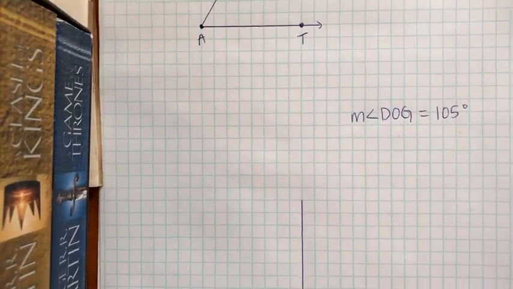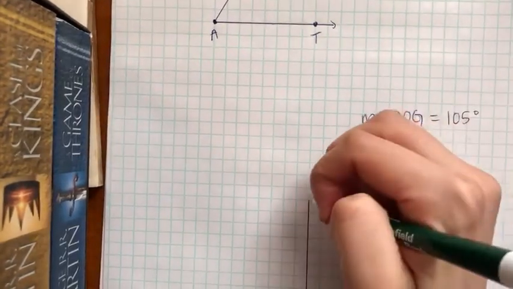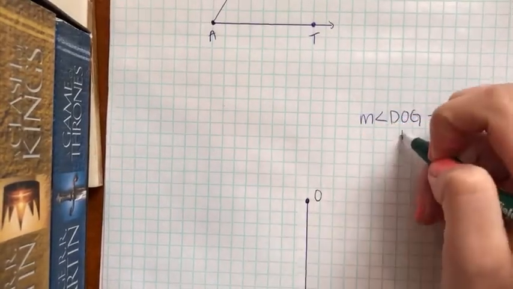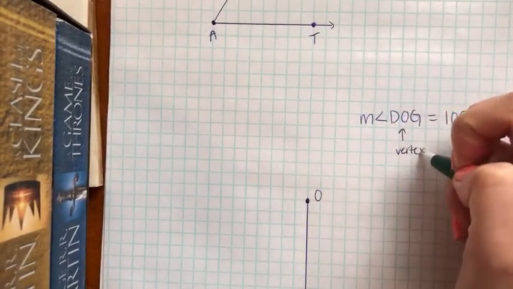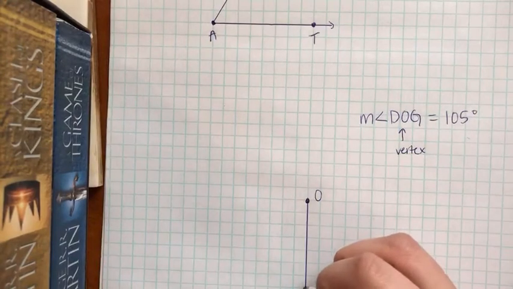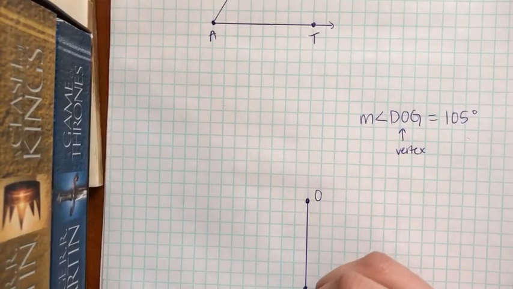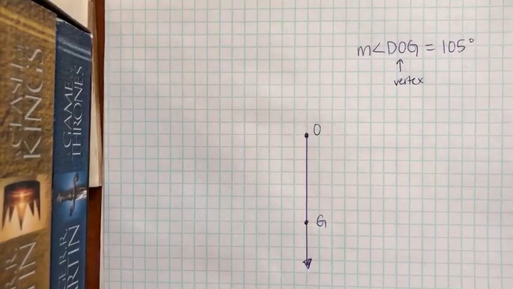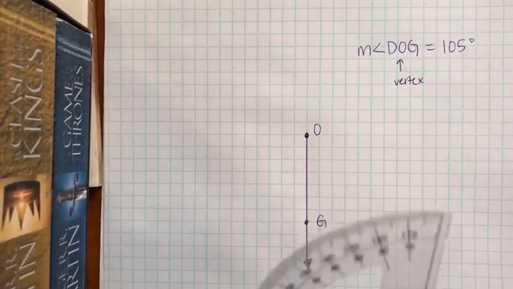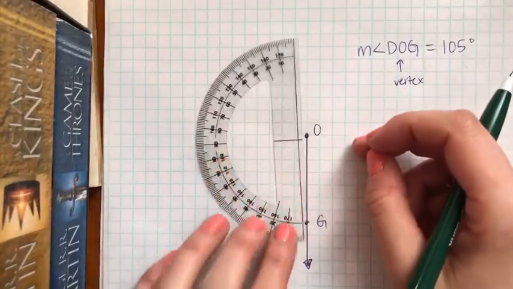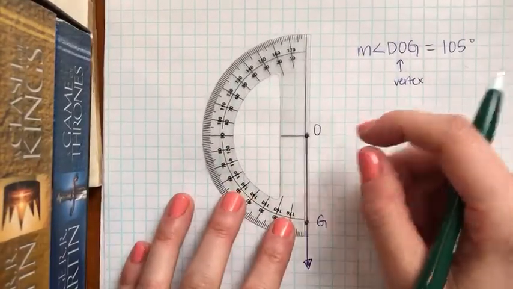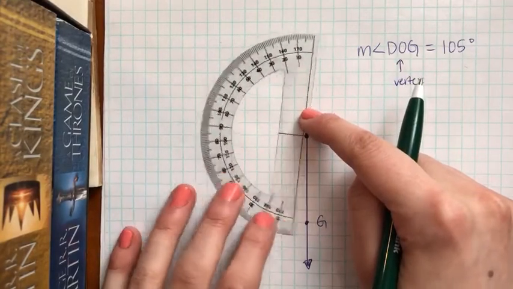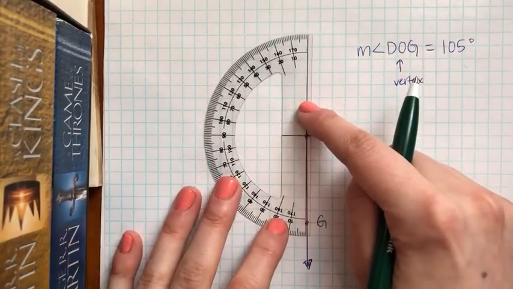And somewhere we'll put our vertex. So since I get to choose, I'm going to put my vertex here, and that should be O, because that's what's in the middle. Our vertex is the one in the middle. And then here I'll put G, and my line that makes it a ray. Now I will take my protractor and set it up with my vertex. So my vertex is O, and set up the line as best as I can on my ray.